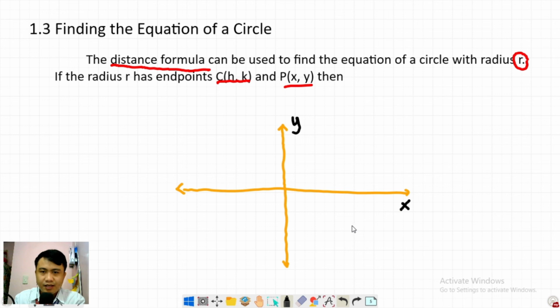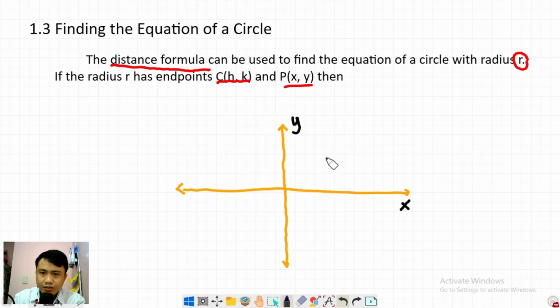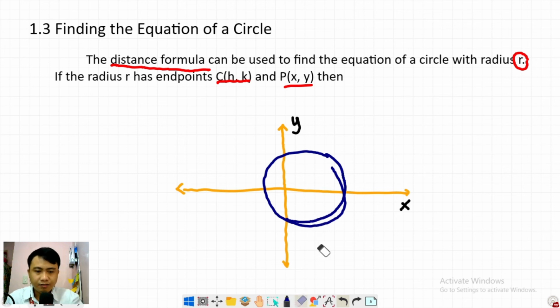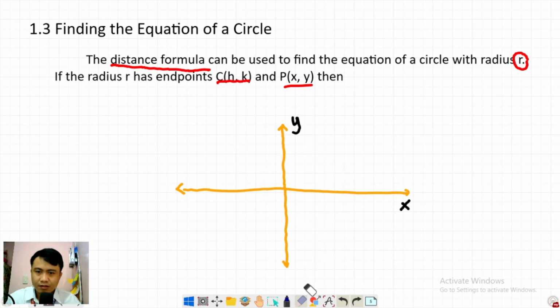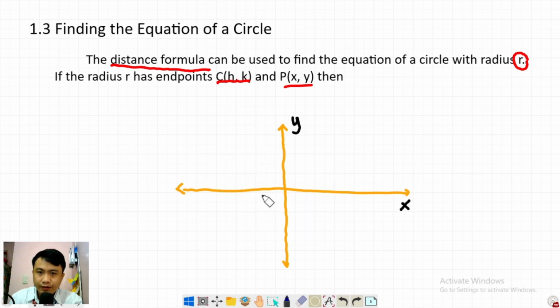x-axis. And suppose we have a circle. Gusto ko ang kulay ng circle ko ay blue. So, mayroon akong circle. Pagpasensyahan nyo na rin ang aking circle. Okay. I-cut natin, no? Kuha na lang ako ng shape ng circle dito. This one.